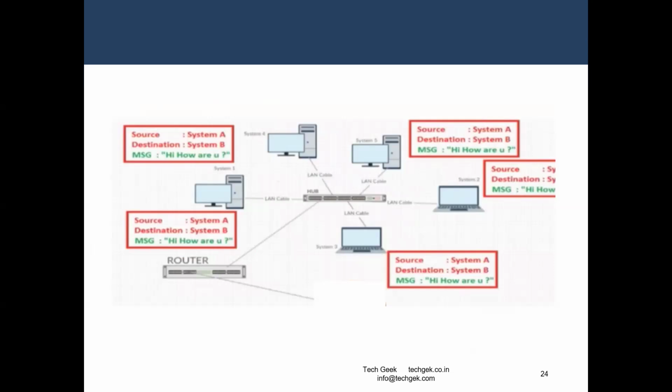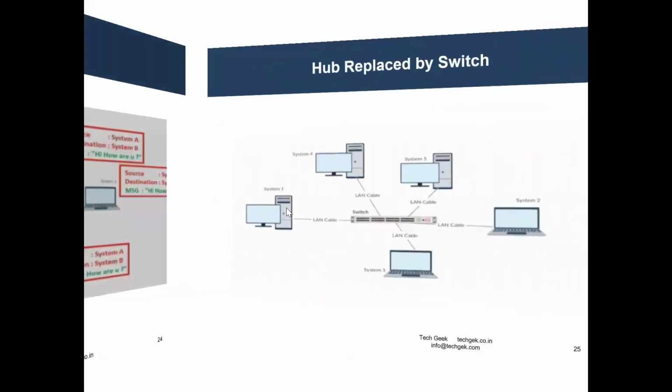This is one of the flaws, where we can see that the hub is a dumb device. It does not have any information about privacy, and we can't have any confidentiality while sending data over the hub. That's the reason the hub is replaced by the switch.